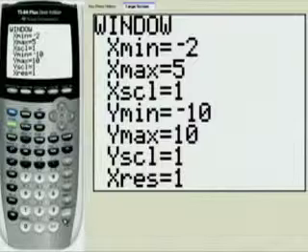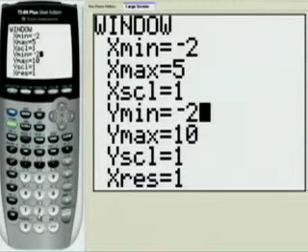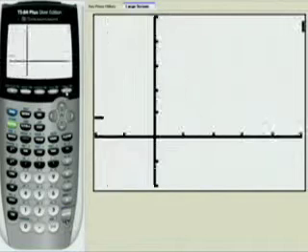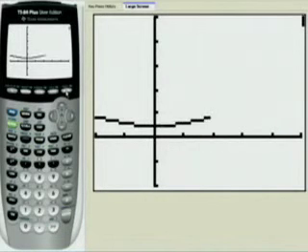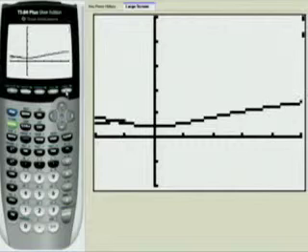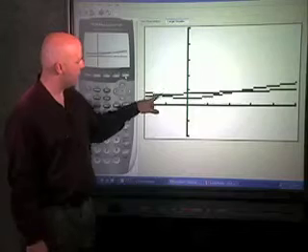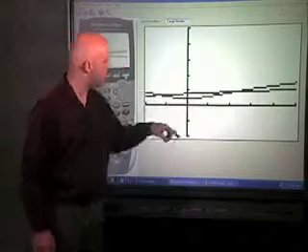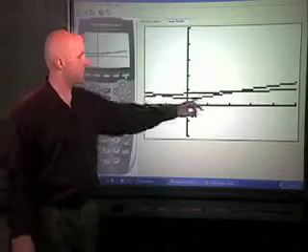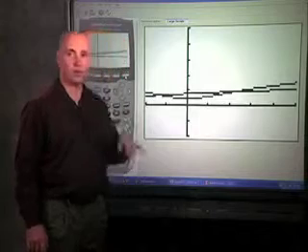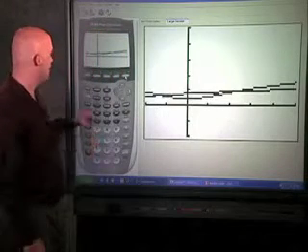For y min, let's use -2 and a y max of 5, and let's graph that. And we see our graph for y1, and here we see the graph of y2 coming through, and we see 2 points of intersection. We get one point over here on the negative side, another point over here on the positive side. We're going to find those 2 points of intersection.